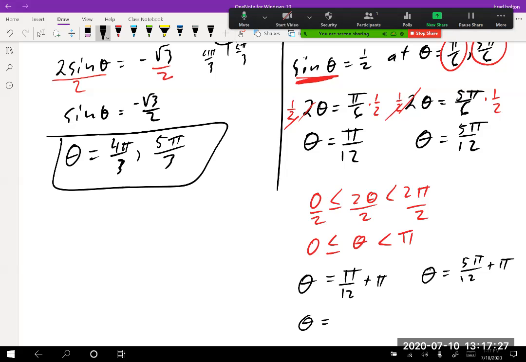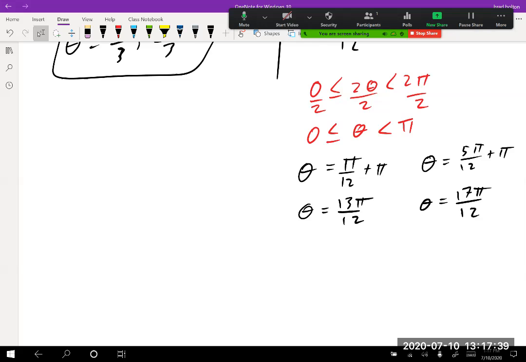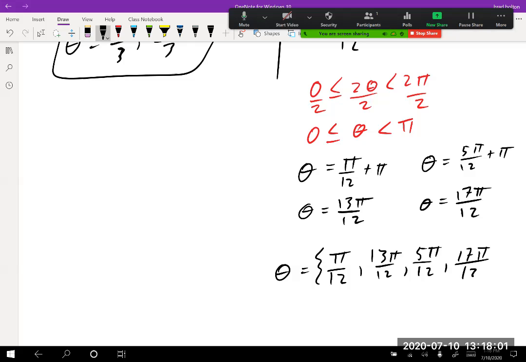So theta could also be, this would be what, 13 pi over 12, and theta could also be, what is that, 17 pi over 12? So as it turns out, this is the solution set for theta. The first one we found was pi over 12. We now have 13 pi over 12. The original one was 5 pi over 12, and we now also have 17 pi over 12.